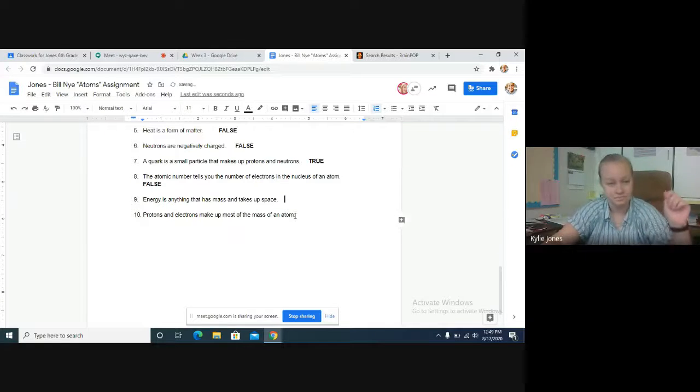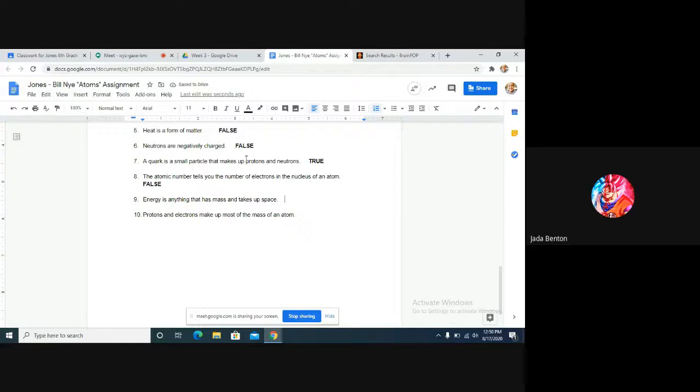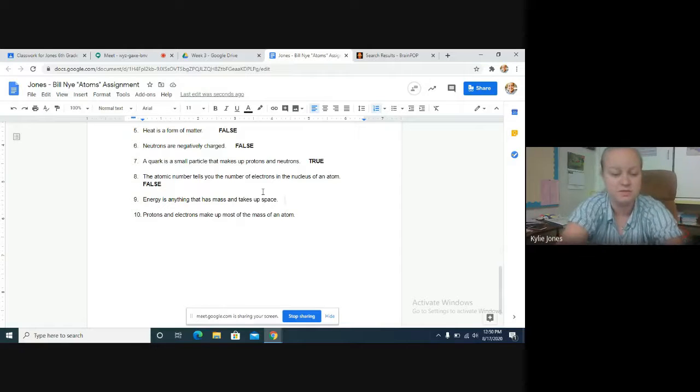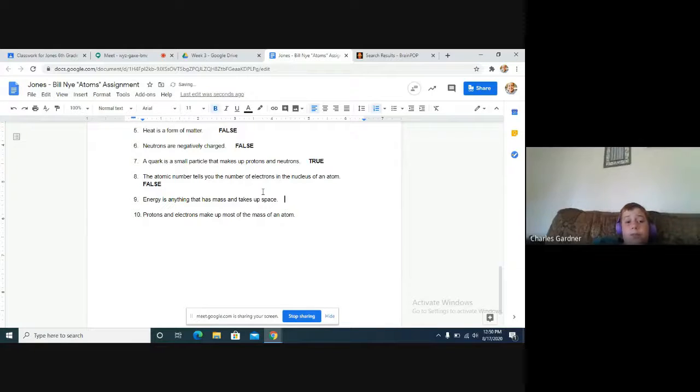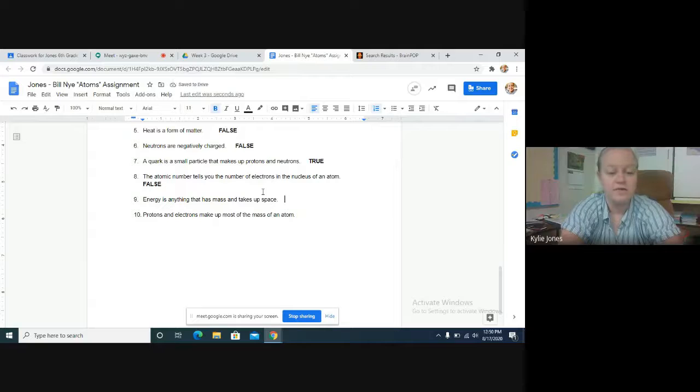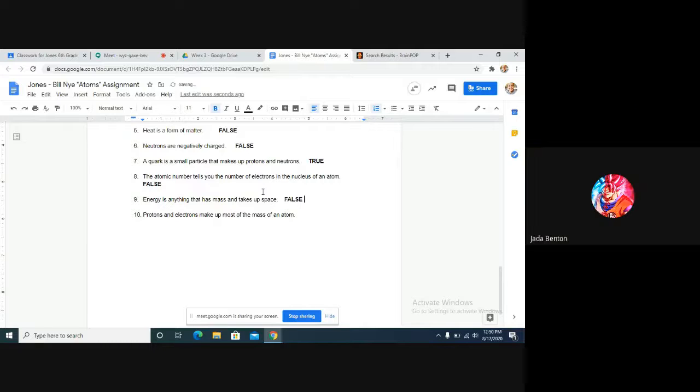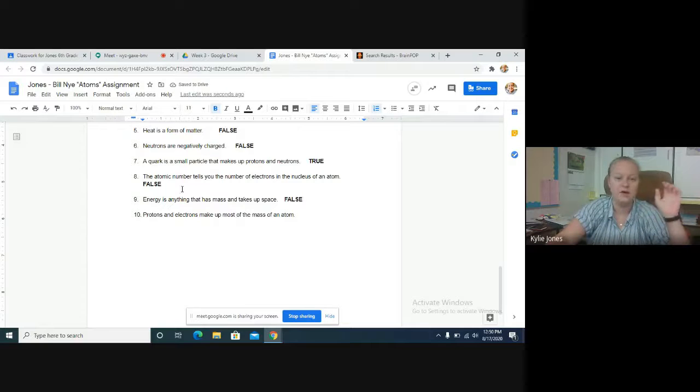Okay, the next one. Energy is anything that has mass and takes up space. True or false? False. Good, that one is false. Energy is not matter. Actually, that's what's wrong with this, right? Instead of the word energy, it should say matter. Matter is anything that has mass and takes up space.